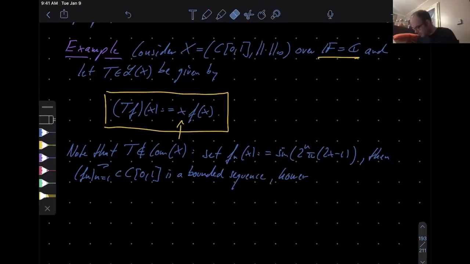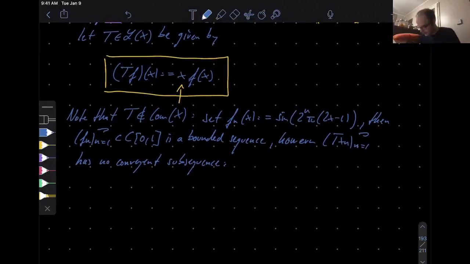However, the image sequence, that is to say T f_n, has no convergent subsequence. Okay, and how to see this?